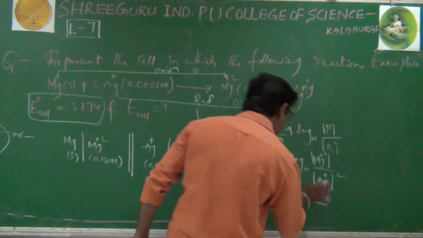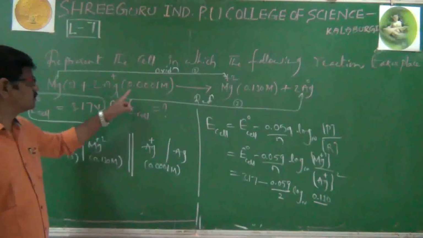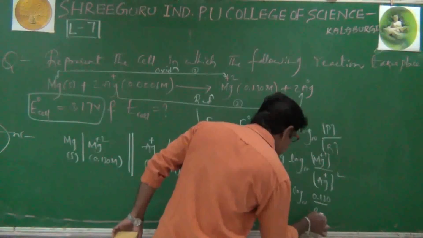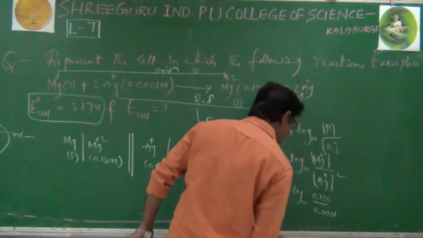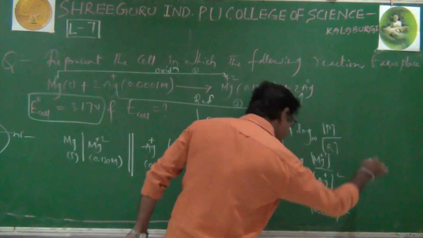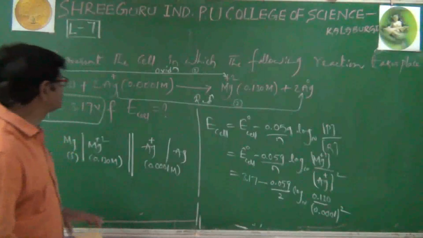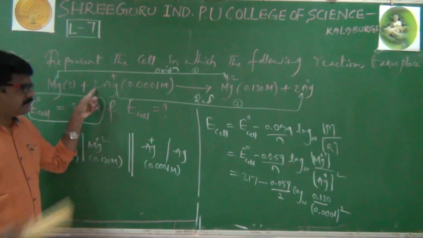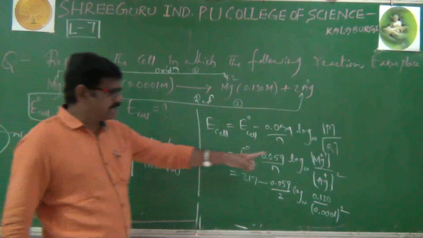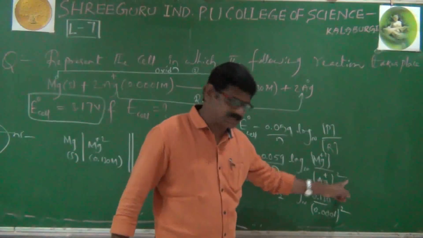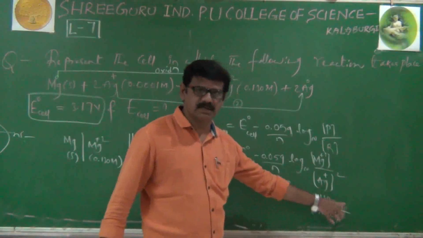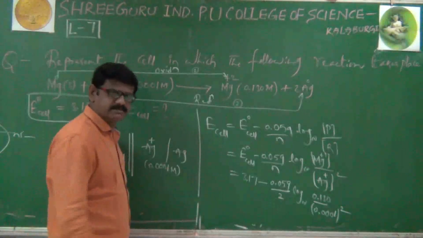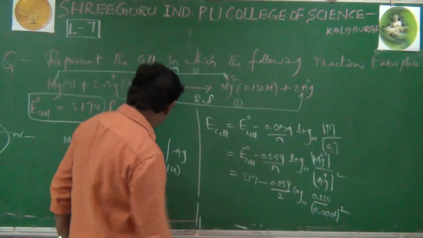0.130 divided by the Ag plus concentration, also given, 0.0001, and it is squared. Why are we writing the square? Because of the stoichiometric coefficient, that is 2. Whatever the coefficient is, we have to write it as the power, that's why the concentration is also to the power 2. Now we have to simplify this value, that's how we will get the answer.